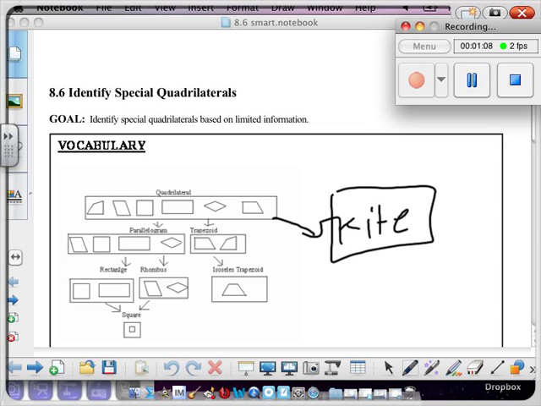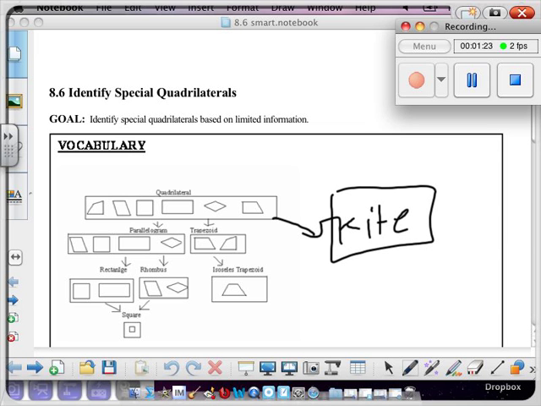No, a kite has two pairs of sides that are congruent, but they are not opposite each other. What do we call that, when something's not opposite but right next to each other? Consecutive.